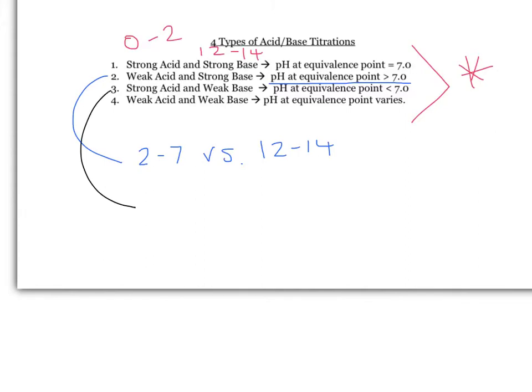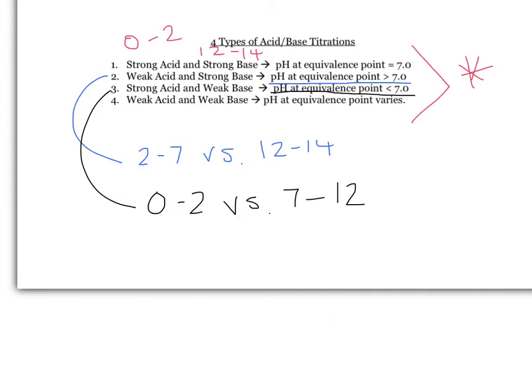When we have a strong acid and a weak base, a strong acid has a pH of about 0 to 2. A weak base will have a pH anywhere above 7 to about 12. If you were to take the average of these two numbers, the pH at equivalence point would be less than 7. Again, the strong acid has a greater pull on the reaction than a weak base.